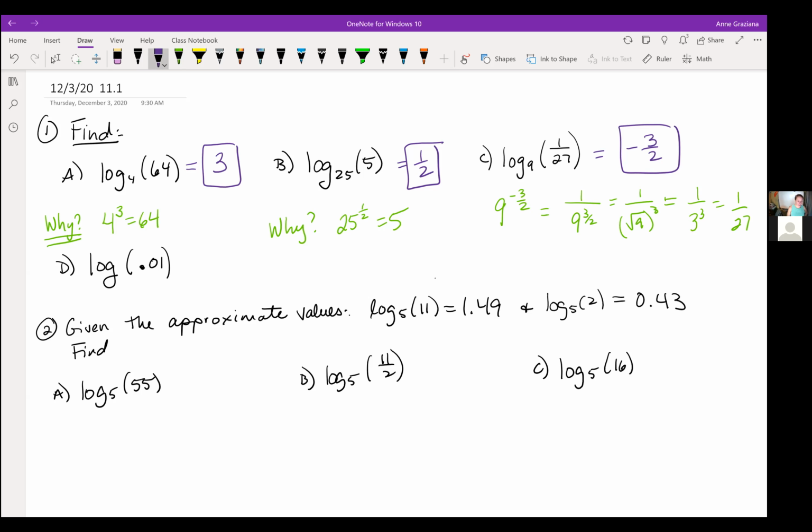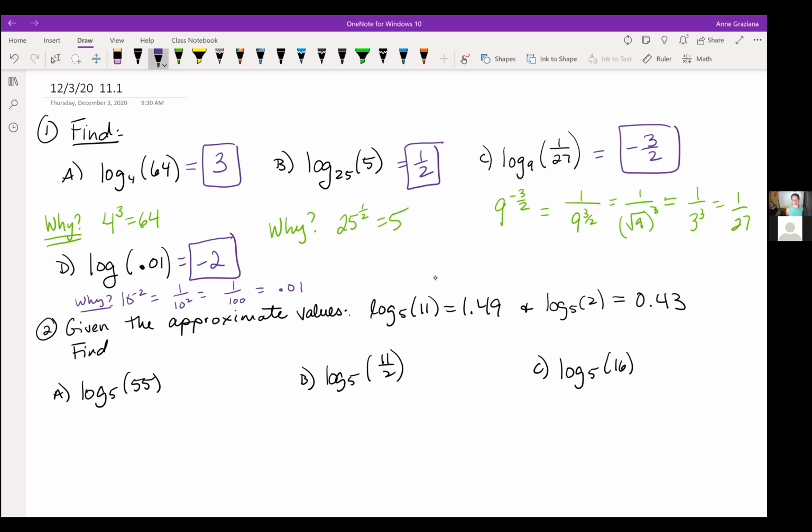All right, now log. I did not write in the base, so it's understood to be what base? 10, yes. So no base written means it's base 10. And so 10 to what power will give us 0.01? -2. Nicely done. So 10 to the -2 is 1 over 10 squared, which is 1 over 100, which is 0.01. Here's the why, but the answer is -2.